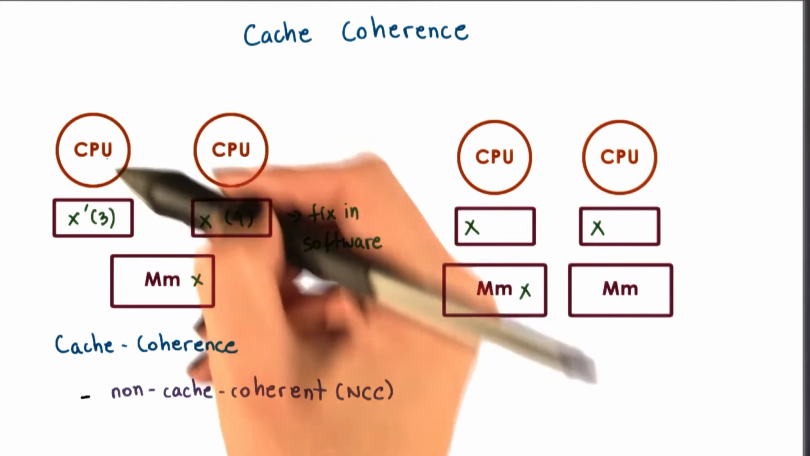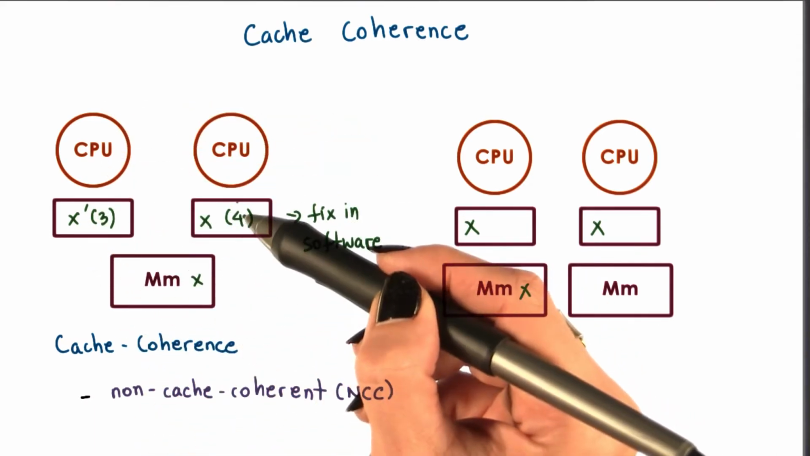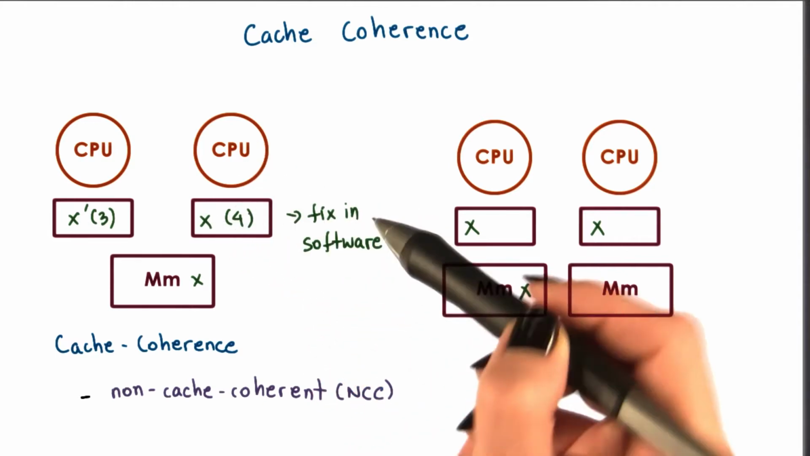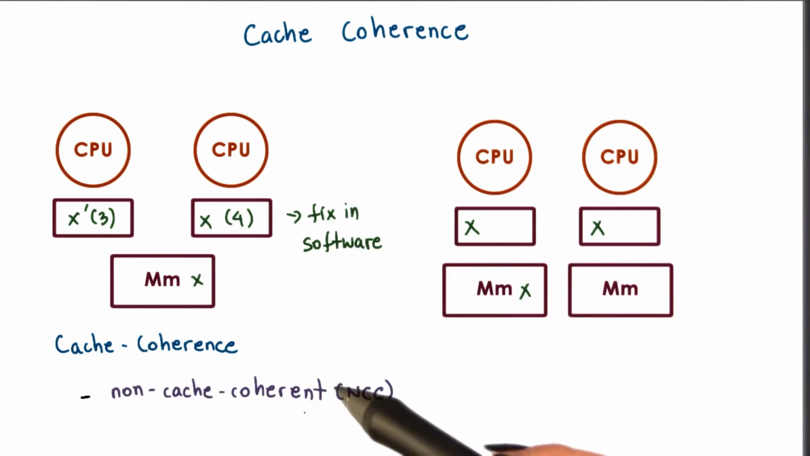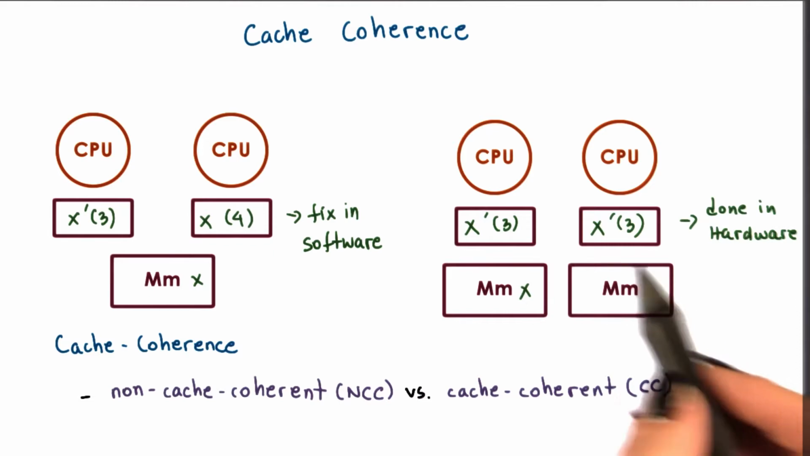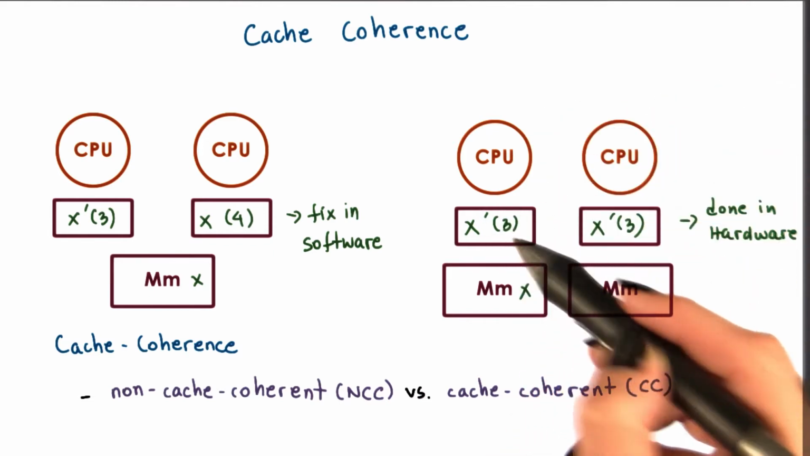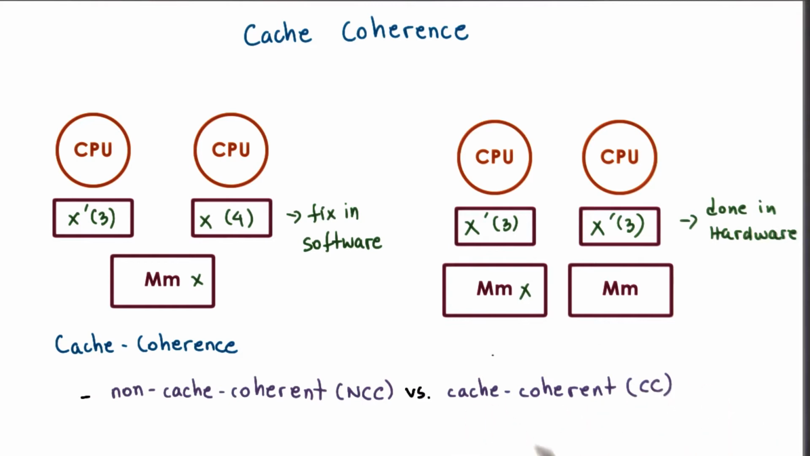For instance, if on one CPU we update X to be 3, the hardware is not going to do anything about the fact that the value of X in the cache of another CPU is 4. This will have to be fixed in software. These are called non-cache coherent architectures. On other platforms, however, the hardware will take care of all of the necessary steps to make sure that the caches are coherent. So when one CPU updates X to be 3, the hardware will make sure that the cache on the other CPU is also updated. These are called cache coherent platforms.